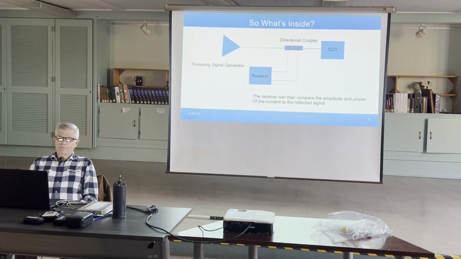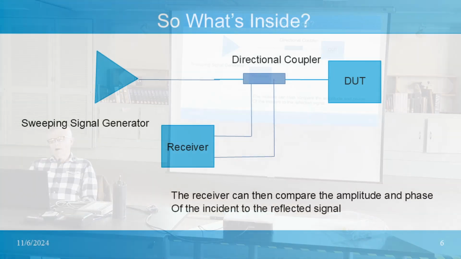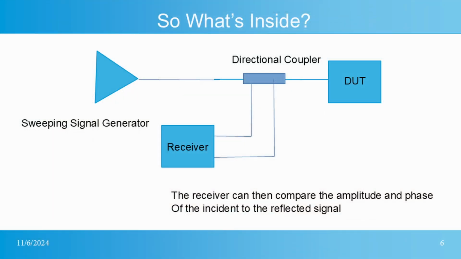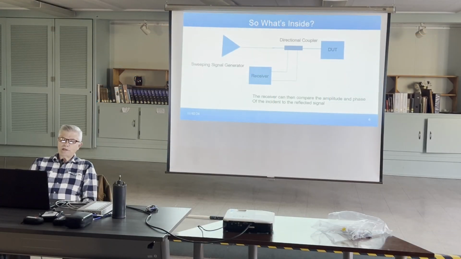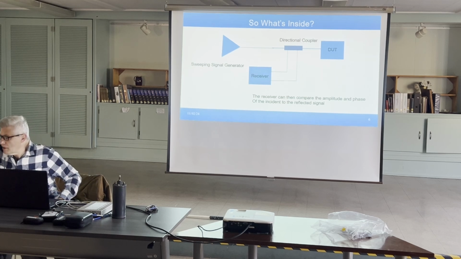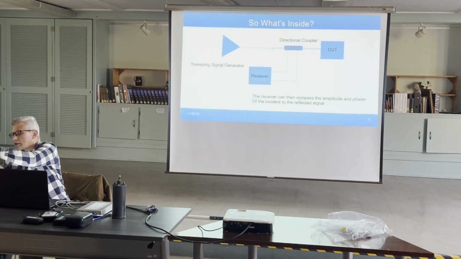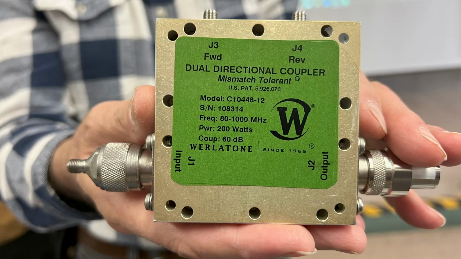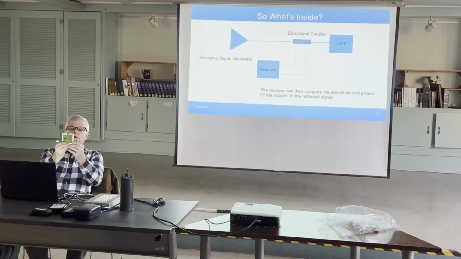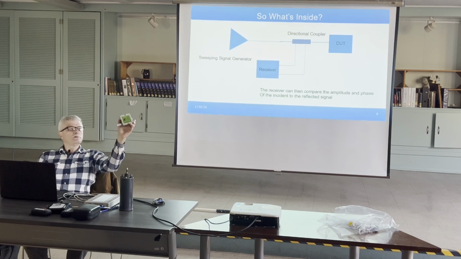So what's inside? Now, I want to preface this slide to tell you that this is a very oversimplified diagram of what's inside of a VNA. You have a signal source and a directional coupler, and I have a few directional couplers that I brought with me today. Here's one of them right here. Of course, the one that's in the VNA is much smaller than this because you're not dealing with high-powered signals, but this is a directional coupler that is made by a company in Putnam County, Werlatone, and we do a lot of business with this company.